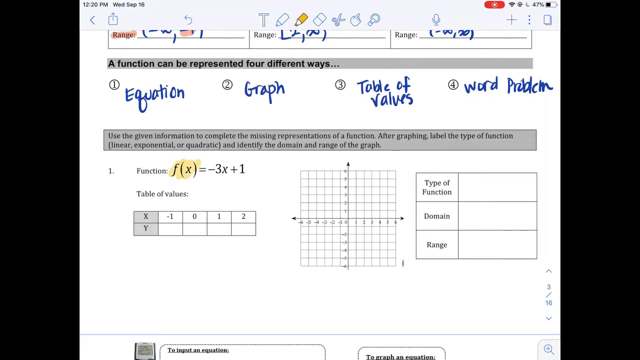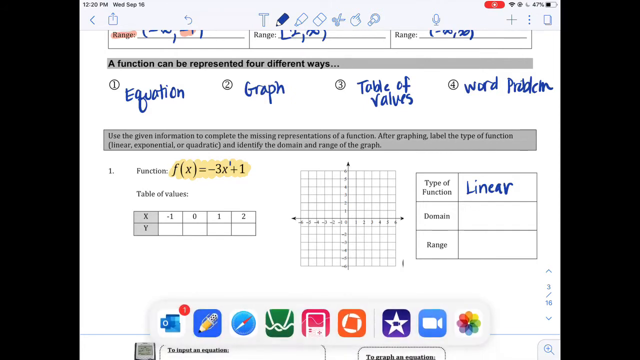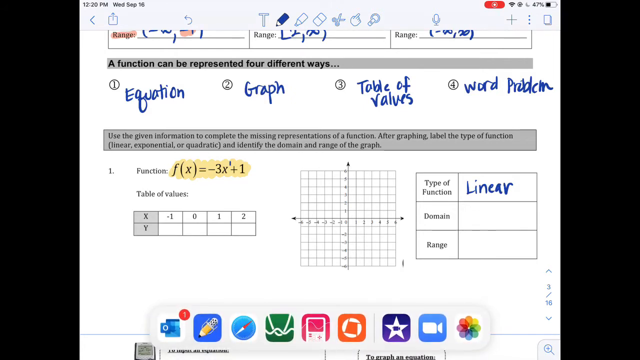When I am given an equation, I should be able to identify the type of function. And when I look at this equation, I see that my highest exponent is 1, so it's going to be a linear function. What that does is it also tells me in my mind, when I graph it, it's going to be the shape of a line. So let's complete the other parts. Let's graph it. Let's complete a table of values. So I'm going to show us 2 different ways. The first way is going to be using the Desmos app.